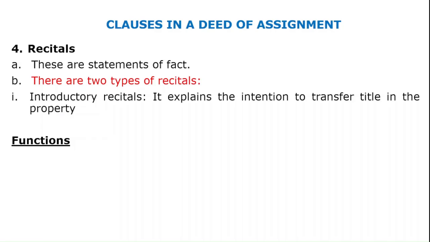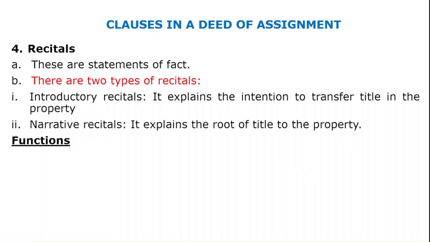Now that is unlike the narrative recital. The narrative recital, on the other hand, explains the root of title to the property, right? This time around, it will not only tell us what the assignor is about to do, rather, it will go back in time to explain how this present assignor came to own the land. So, for example, who owned the land before this current assignor? Before that previous assignor, how did that other person also get the land? So it will chronicle the history of the title to the property.